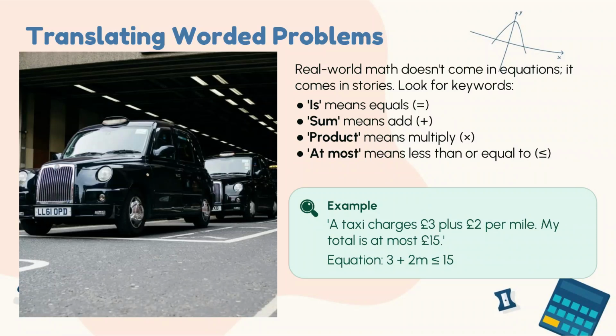For example, a taxi charges £3 plus £2 per mile. My total is at most £15. Let m represent the number of miles. The algebraic inequality is 3 + 2m ≤ 15. This tells us the total cost cannot be more than £15.